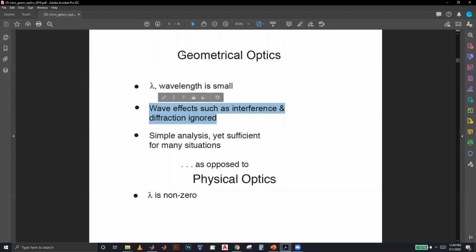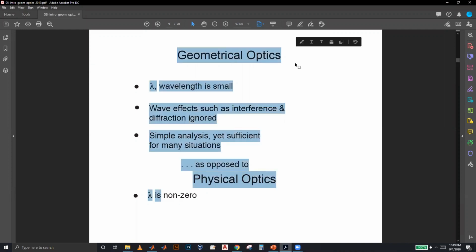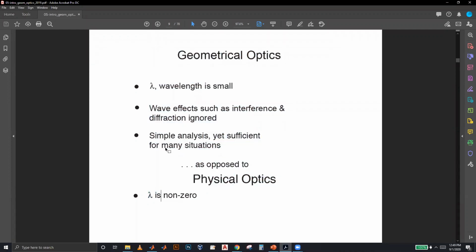But geometric optics is very useful for everyday stuff, like big optical systems like telescopes, cameras, microscopes, and all these things. So it covers a wide range of devices that we come across every day. So geometric optics that way is a very powerful tool. And it's simple and sufficient for most situations. Okay.